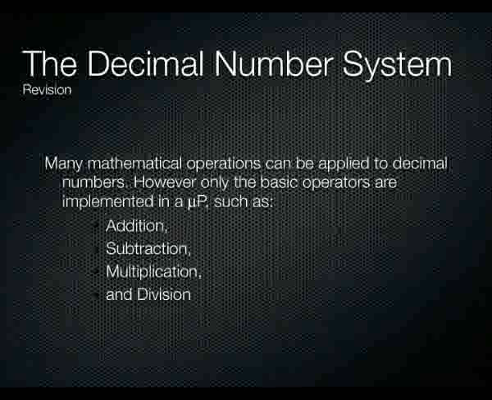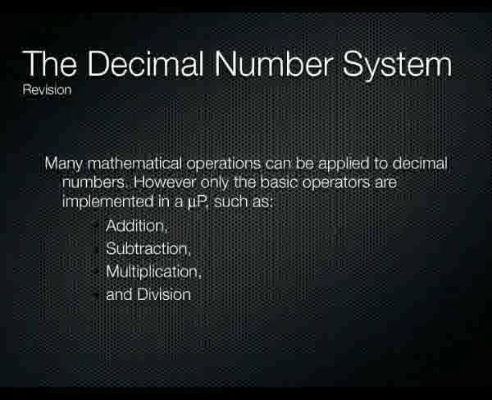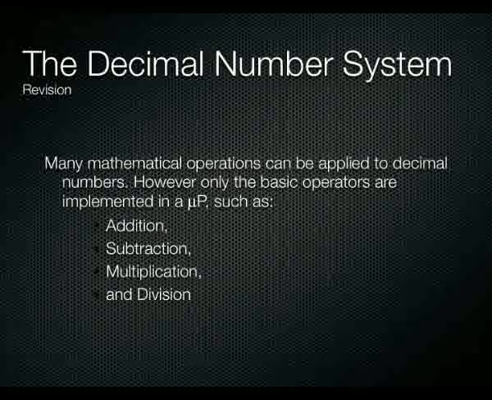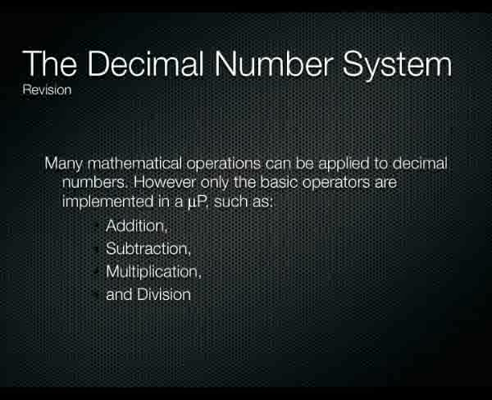When it comes to the decimal numbering system, there are 4 basic mathematical operations that we like to do with these numbering systems. These 4 basic operations are, of course, addition, subtraction, multiplication, and division.